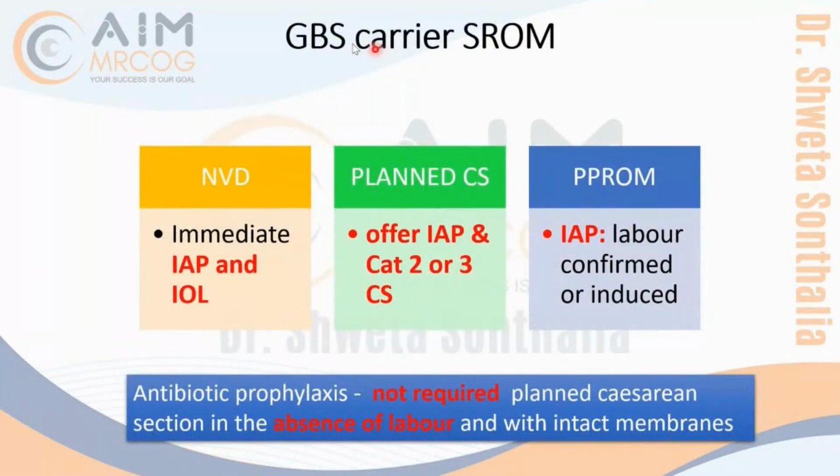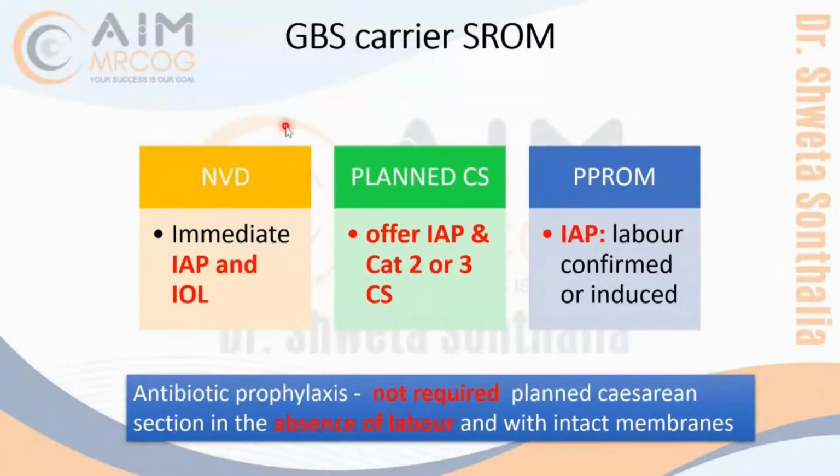So this is about GBS carrier with rupture of membrane, right? So rupture of membrane could be with NVD, could be with planned CS, and could be premature preterm rupture of membrane. So if it is NVD, now here all your doubt of rupture of membrane will get clear. If she is going for NVD, like I got a patient, she's 38 weeks pregnant. Let us take it like spontaneous rupture of membrane before labor. Supposedly she is 2 cm, she came with rupture of membrane.